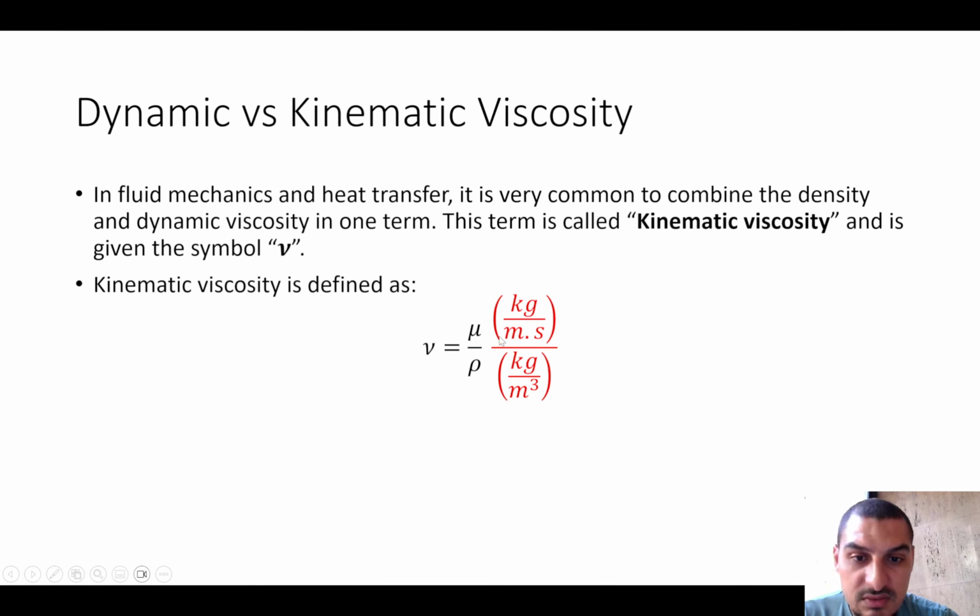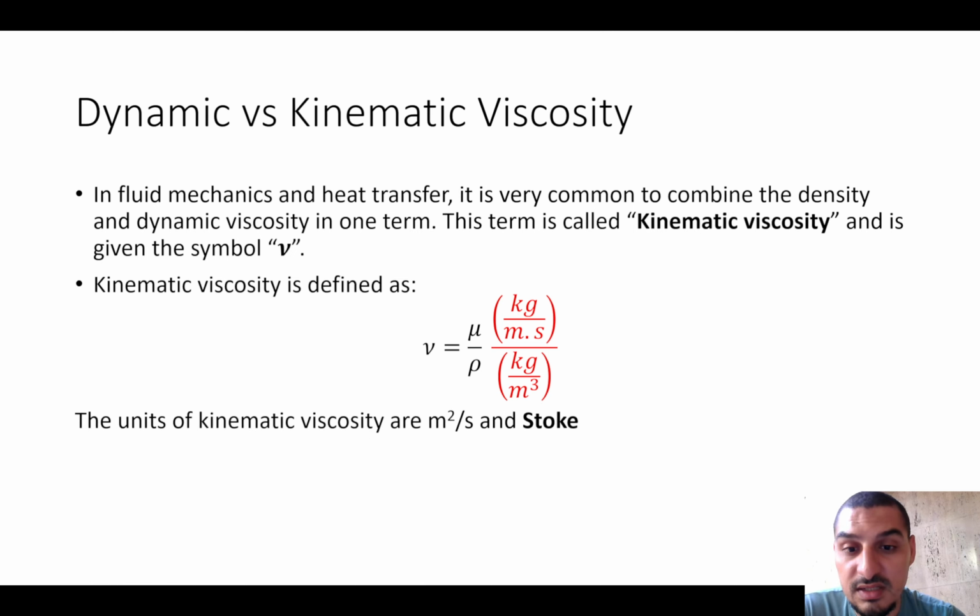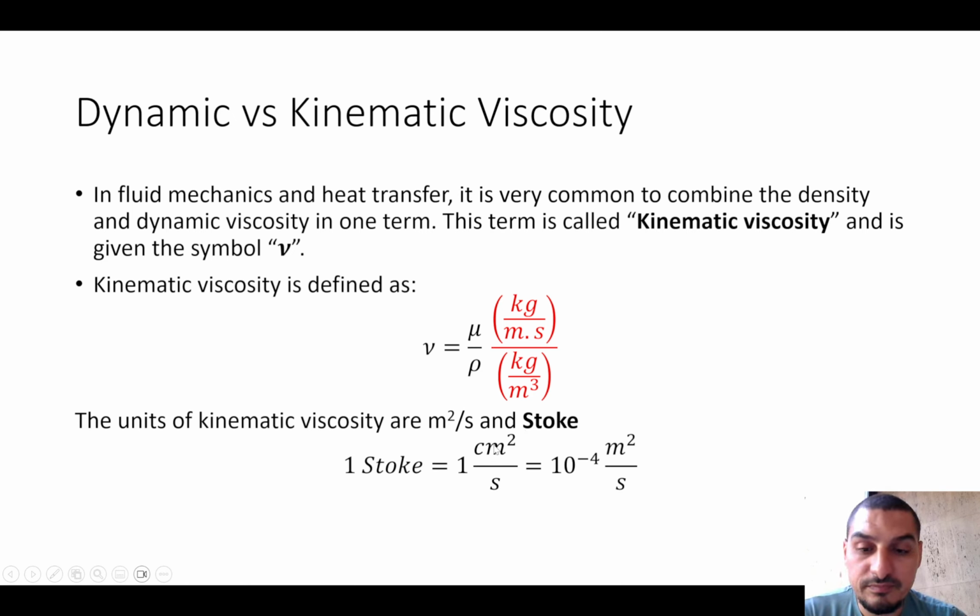If you check the units, it's kilogram per meter second over kilogram per meter cubed, so it's going to be meter squared per second. This is the SI unit, and the CGS unit is called the Stoke. A Stoke is centimeter squared per second. So one Stoke is 10 to the power minus 4 meters squared per second. It's very common to use this for applications where you are interested in the combination of both the density and the viscosity in one quantity, which is the kinematic viscosity.